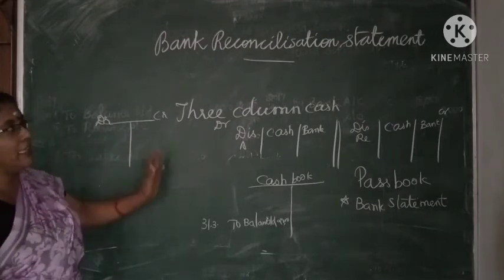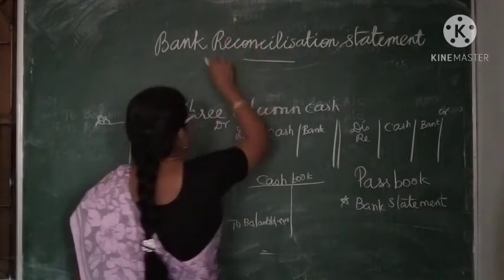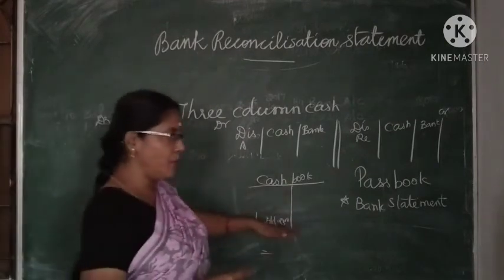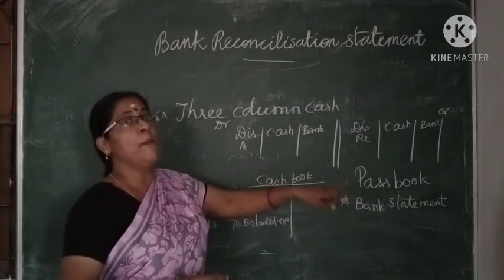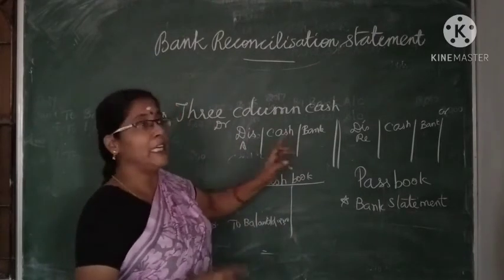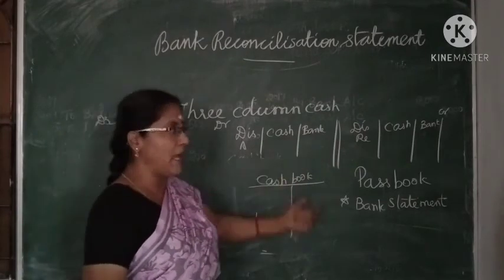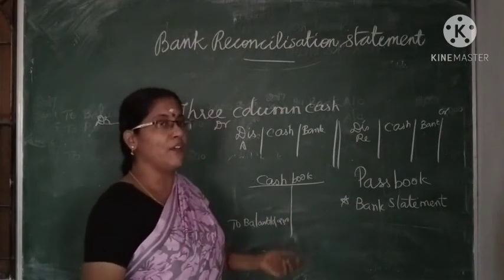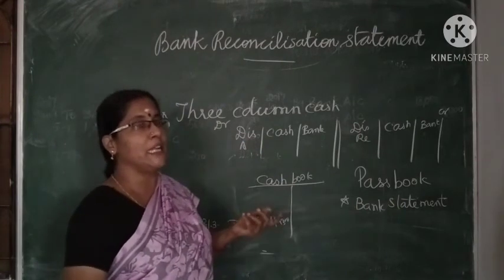Like that, in the bank reconciliation statement, what is the meaning of reconciliation? Reconcile means we are going to tally the cash book and the passbook, isn't it? The passbook is maintained by the bank. In the triple column cash book, we have a bank account, isn't it? So that bank account and the passbook account are the same. That is what we are going to learn from this lesson, the bank reconciliation statement.